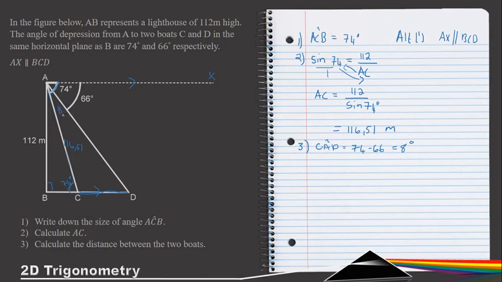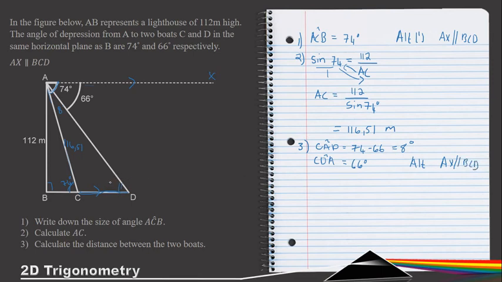Then I know this angle, and if I know this angle over here, I can use the sine rule, because then I've got this angle which is across from CD, and I've got this angle which is opposite of AC. And this angle over here, if I look closer, is also an alternate angle. So CDA is equal to 74. No, that can't be right. 66 degrees, and it's alternate angles. And we state that AX is parallel to BCD.